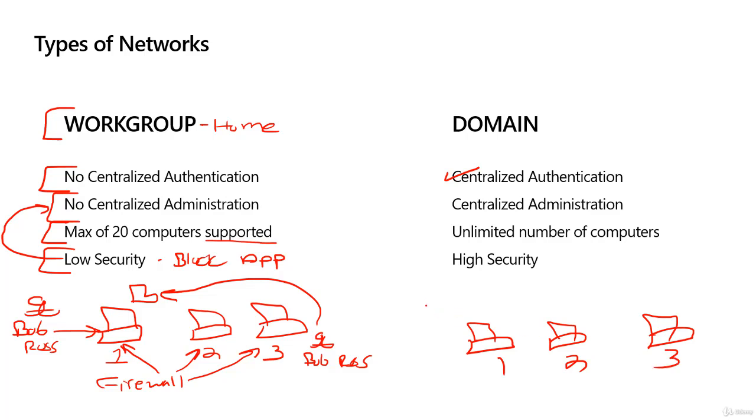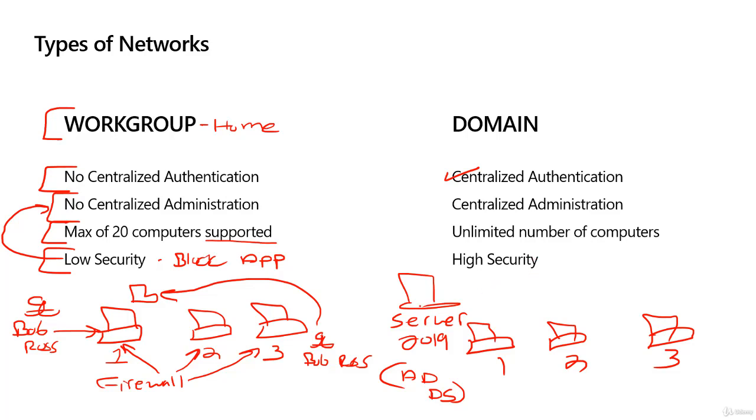In a domain environment, you're going to have a server. We'll say Server 2019. This server is going to be configured with Active Directory Domain Services. ADDS is what it's always called. When you configure that, that makes this server a domain controller. So what happens now?